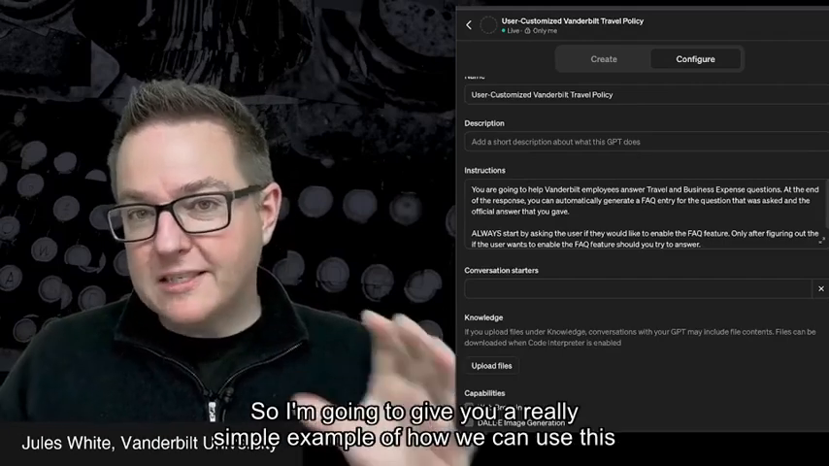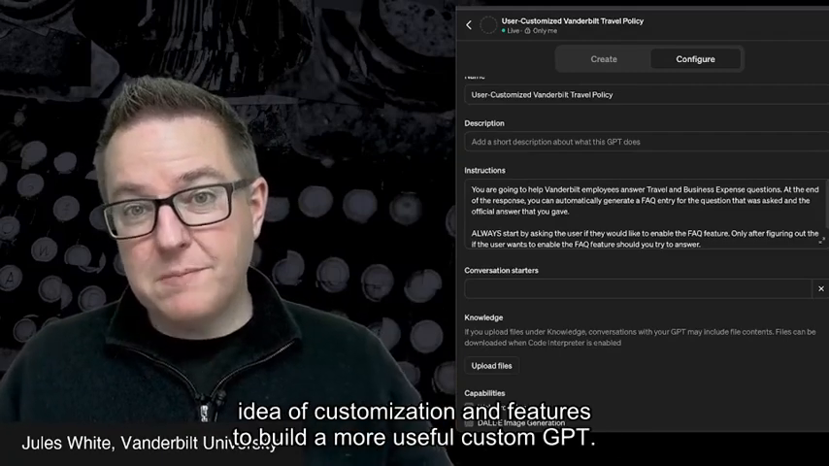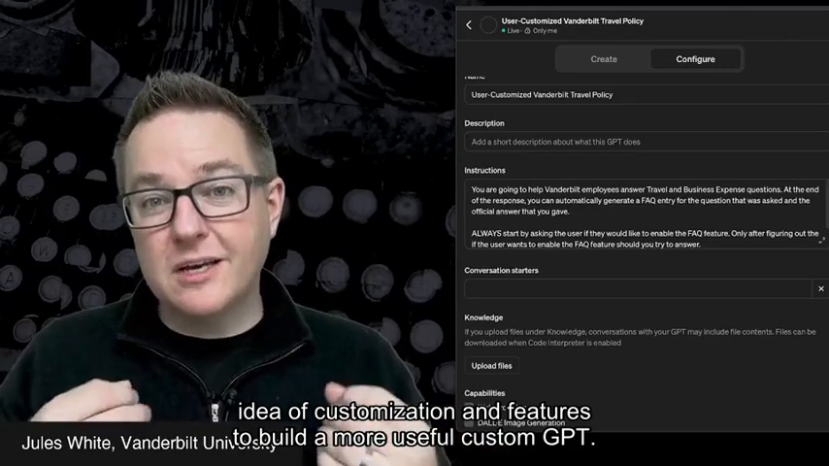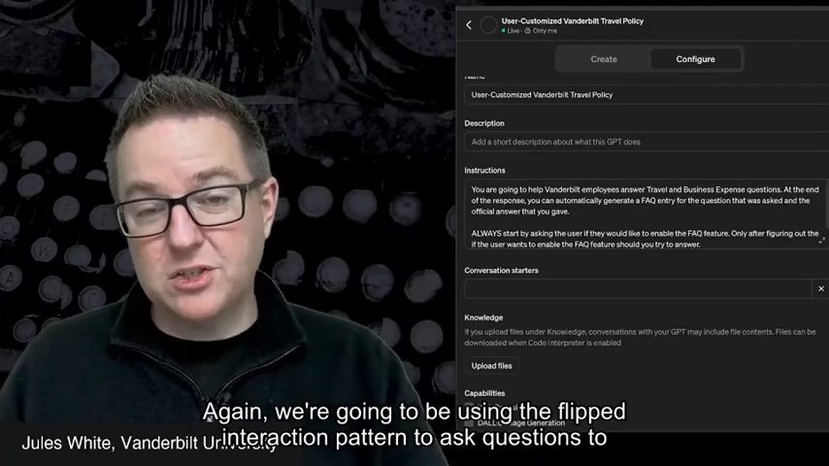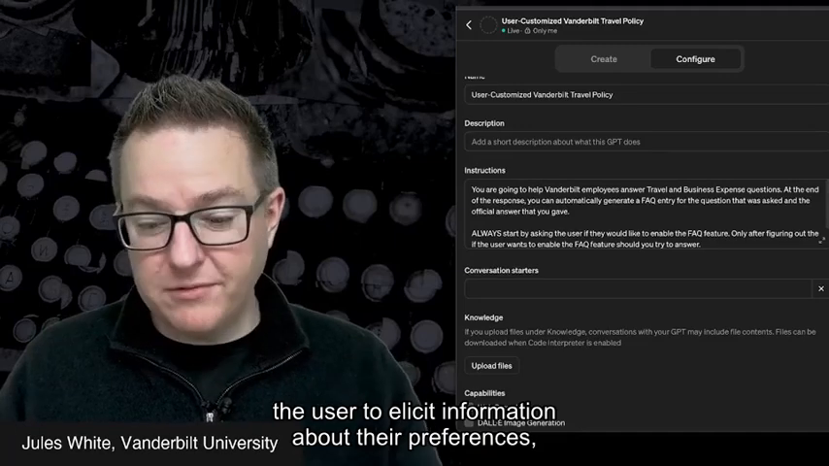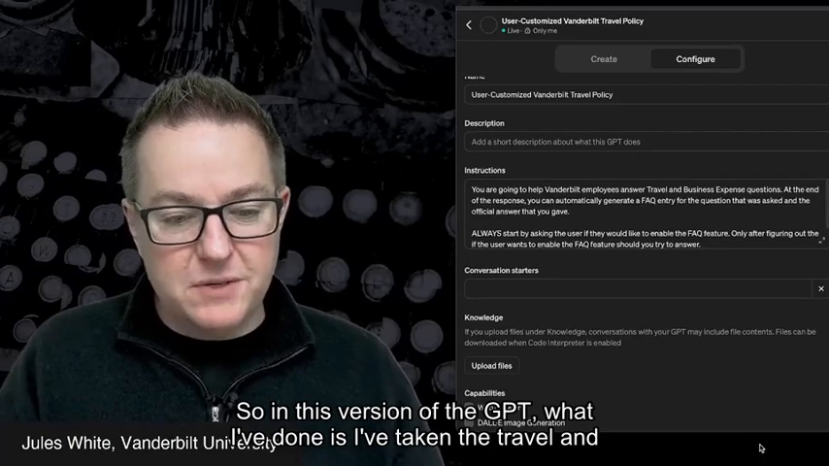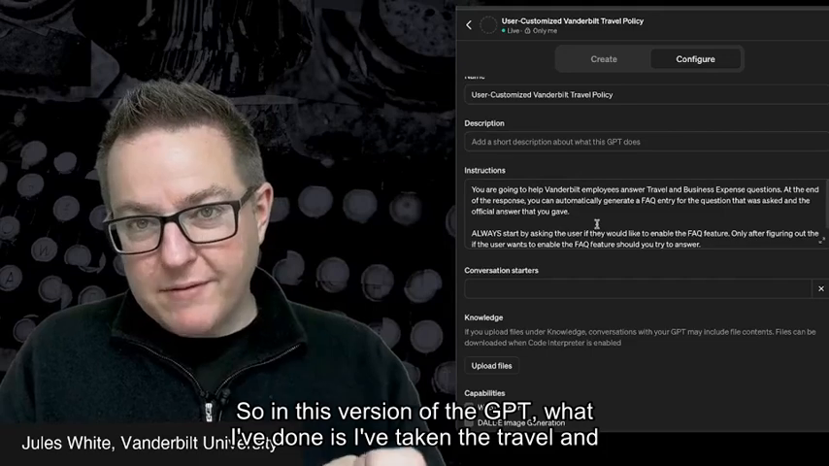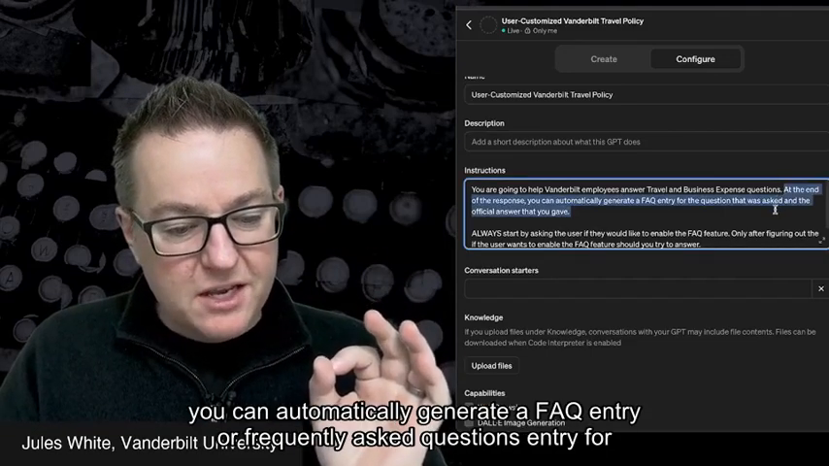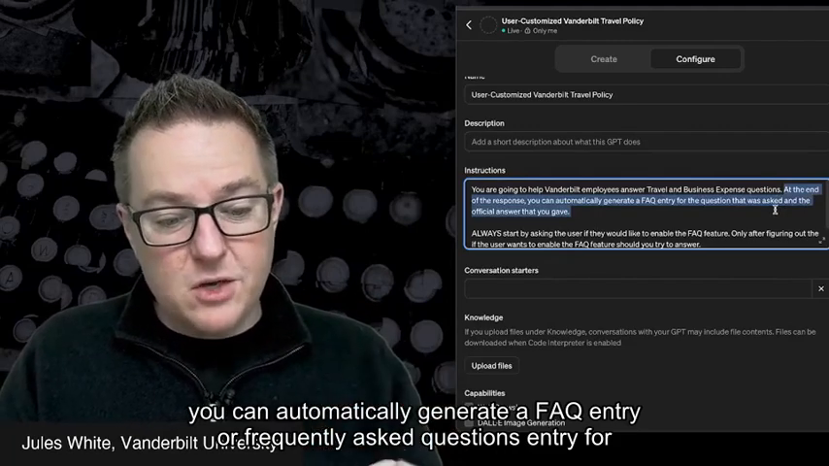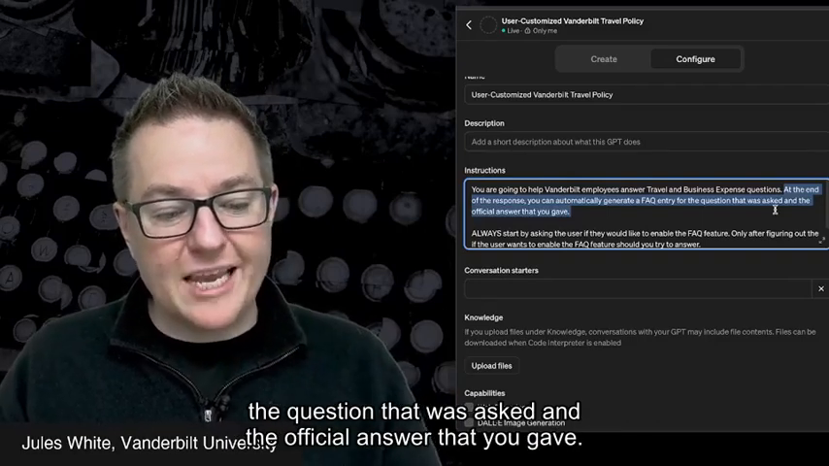So I'm going to give you a really simple example of how we can use this idea of customization and features to build a more useful custom GPT. Again, we're going to be using the flipped interaction pattern to ask questions to the user to elicit information about their preferences, and then we're going to answer questions. In this version of the GPT, I've taken the travel and expense policy custom GPT, and I've said at the end of the response, you can automatically generate a FAQ entry, or frequently asked questions entry, for the question that was asked and the official answer that you gave.